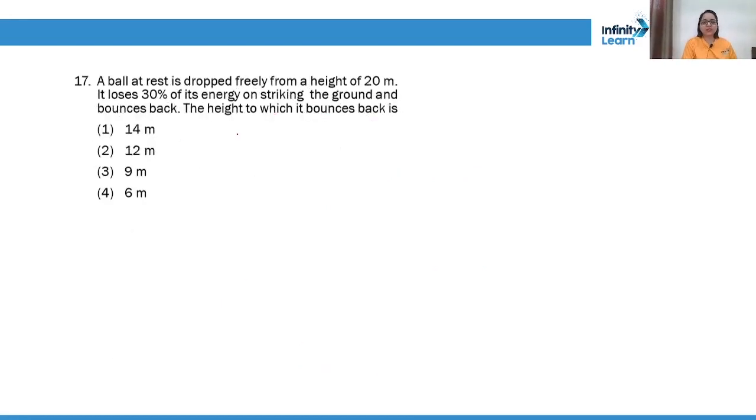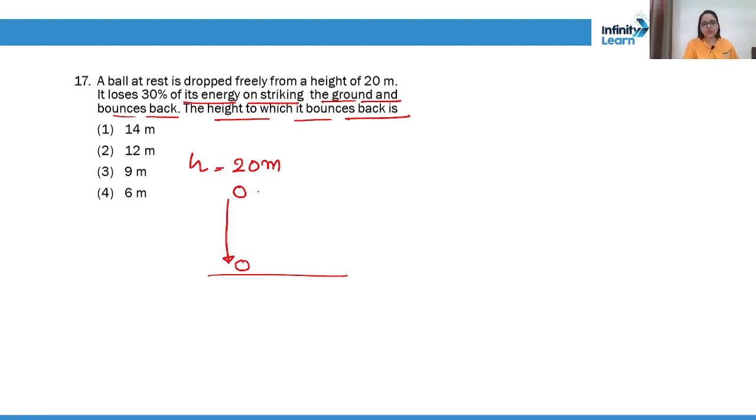Question number 17. A ball at rest is dropped freely from a height of 20 meter. It loses 30% of its kinetic energy on striking the ground and bounces back. The height to which it bounces back is. So, before striking the ground, no non-conservative forces are acting on the system. So, potential energy over here will be equal to kinetic energy at this place, which is equal to mgh, right? Because of the conservation of mechanical energy.